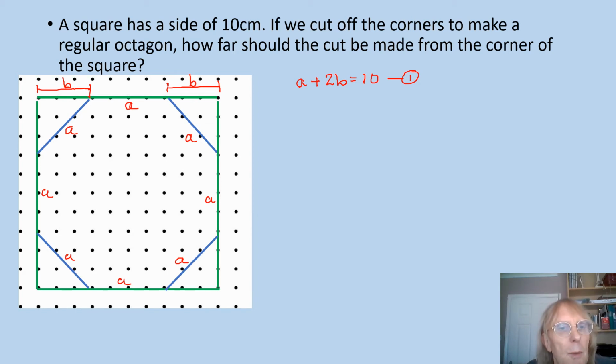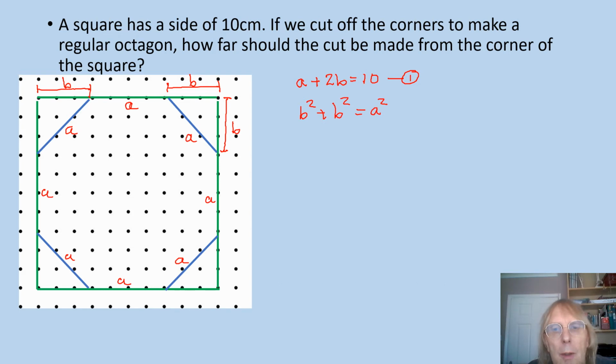And we can get B and A in terms of each other again. If we look at the triangle, we've got B going that way, we have length B that way, we've got A there. And using Pythagoras, we can have B squared plus B squared equals A squared.